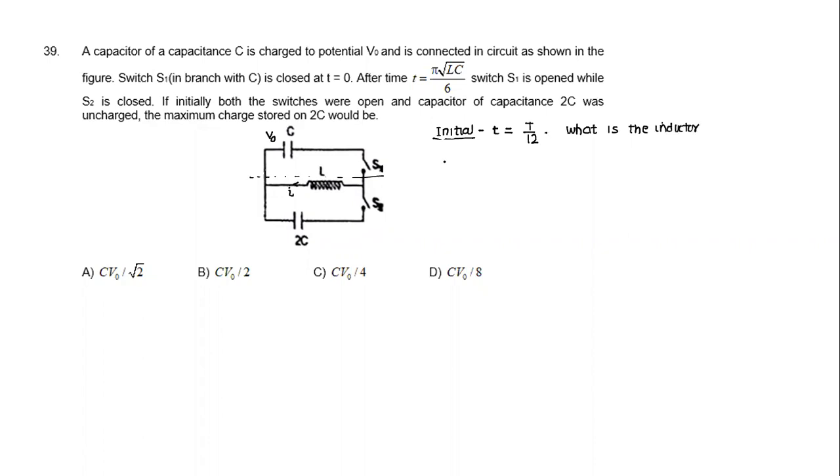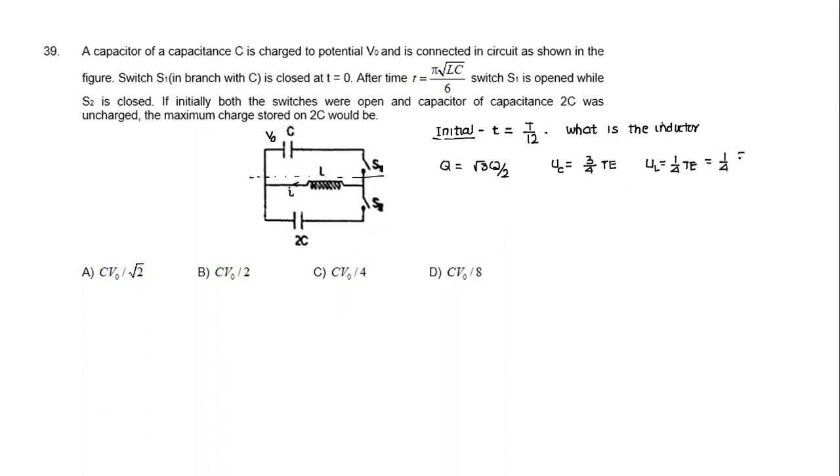So the initial charge was Q. At T by 12, the charge will drop to root 3 Q by 2. Q times cos 30 degrees. So basically we're saying energy in the capacitor will become 3/4 of the total energy, and I think all of you easily recall this. And energy in the inductor will become 1/4 of the total energy. So at this instant, what is the energy stored in the inductor? 1/4 of the total energy.